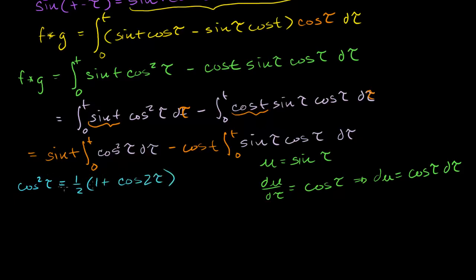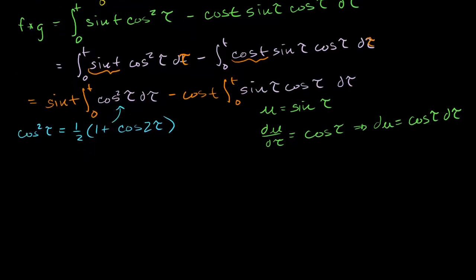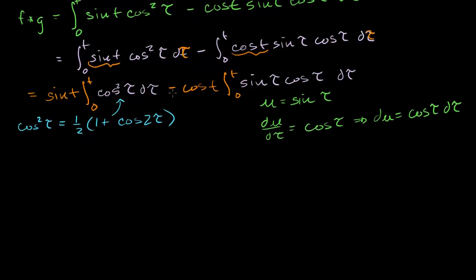And once again, this is just a trig identity that you'll find in the inside cover of probably your calculus book. So we can make this substitution right there, and then let's see what our integrals become. So this first one over here, let me just write it here. We get sine of t times the integral from 0 to t of this thing here.